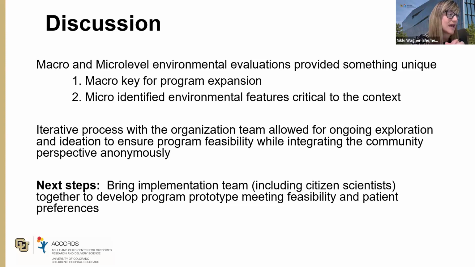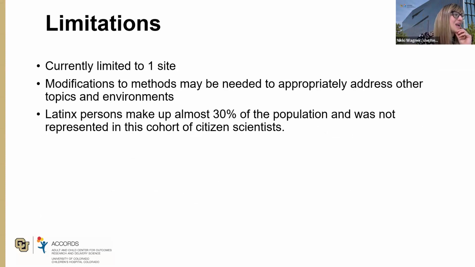And then the iterative process really allowed for ongoing exploration and ideation to make sure the program is feasible, but it's also integrating this community perspective, and it's anonymous. So people in the community with lived experience are feeling comfortable presenting this information. We are in the process of starting to gather our implementation team and bring them together and start talking about building that minimum viable product at this site. We're close to that stage at another one of our sites. So those are our next steps.